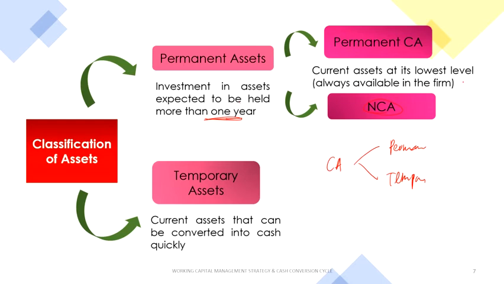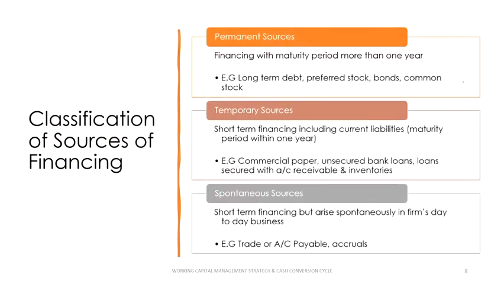Lepas tu, let's move to the classification of sources of financing. So, source of financing ada 3, iaitu permanent sources, temporary sources and spontaneous sources. So, permanent sources is financing with maturity period more than 1 year. Okay. Bila kita ada permanent asset, kita pun ada permanent sources, permanent financing. Example permanent dia ialah long term debt, preferred stock, bonds and common stock.